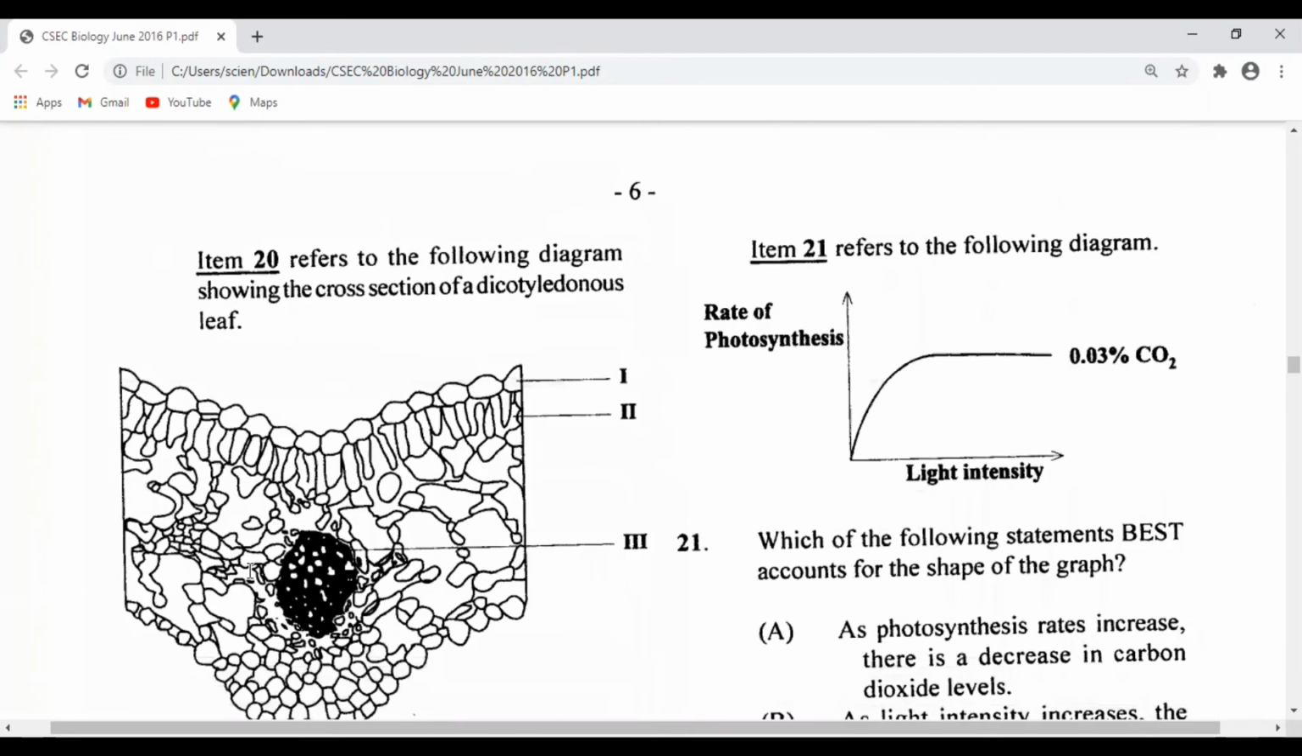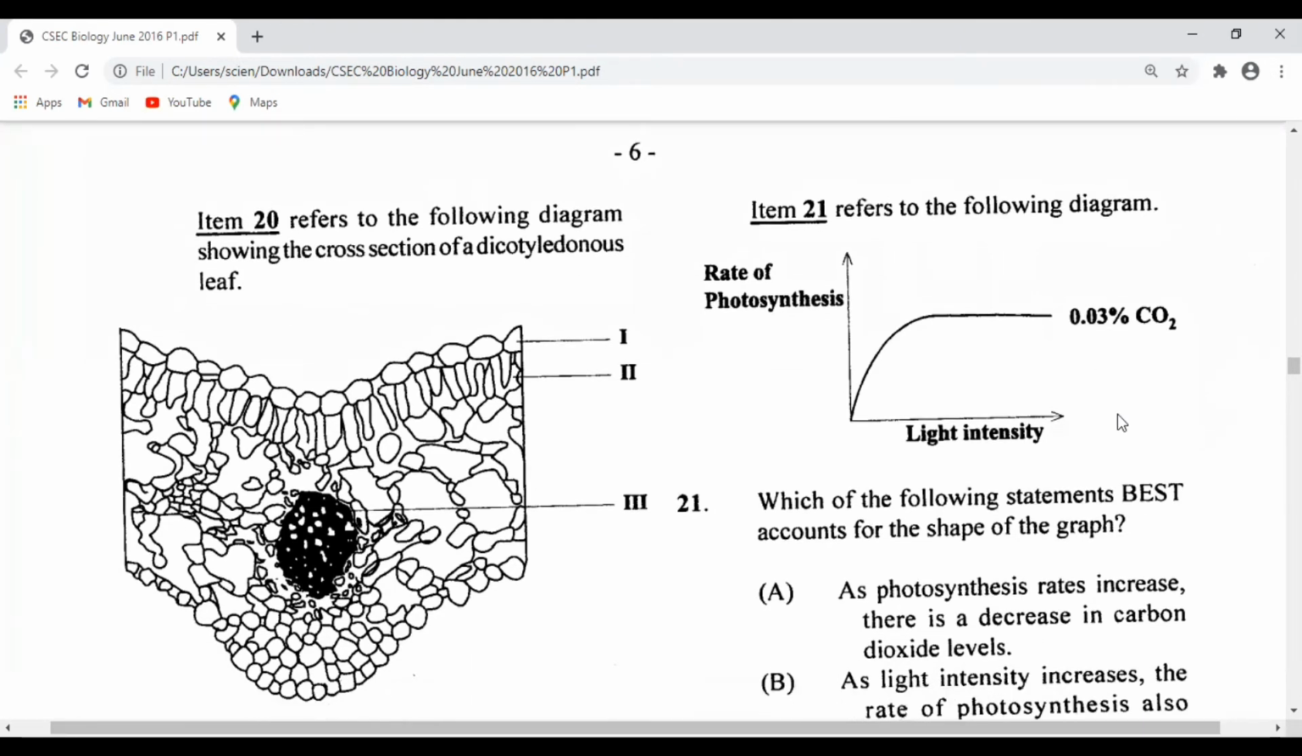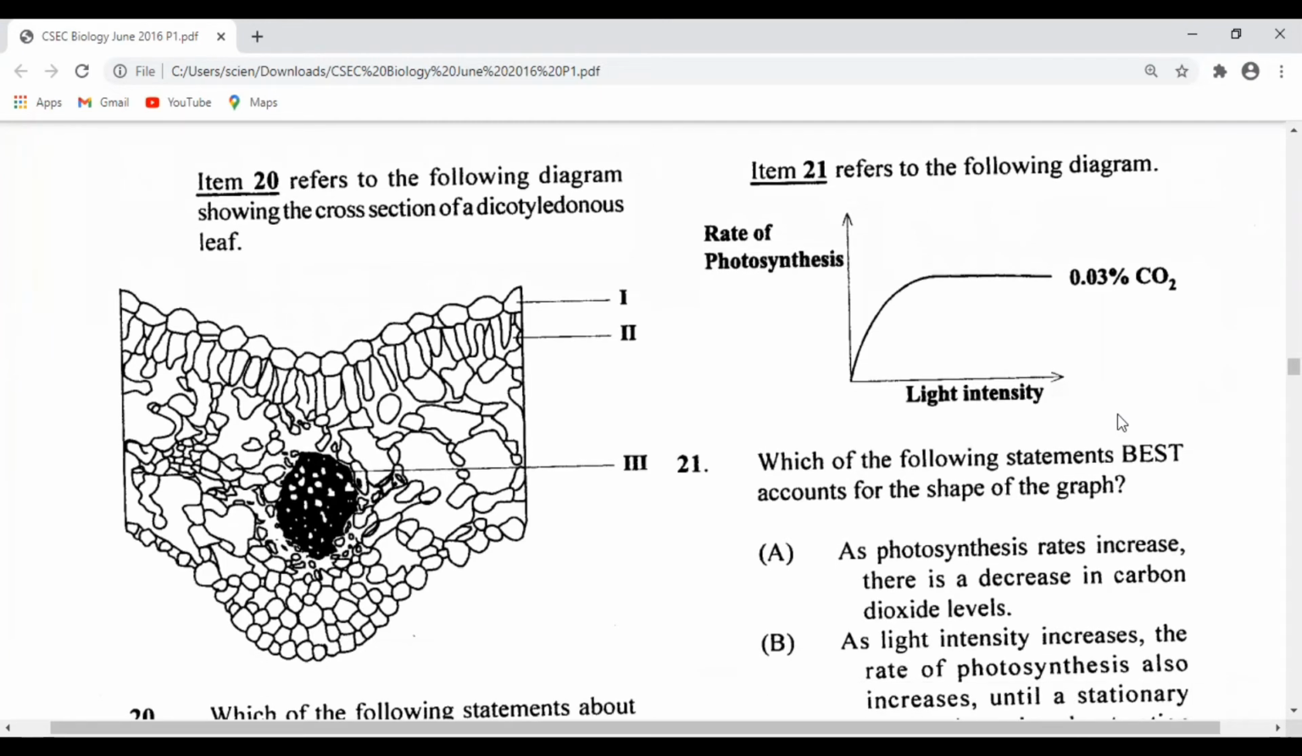So question 21. Item 21 refers to the following diagram. So we have the rate of photosynthesis on the y-axis and then light intensity on the x-axis. And we also have the graph going this way and the percentage of carbon dioxide. A. As photosynthesis rates increase, there is a decrease in carbon dioxide level. We realize that the increase, eventually the level remains constant, so that's out of it.